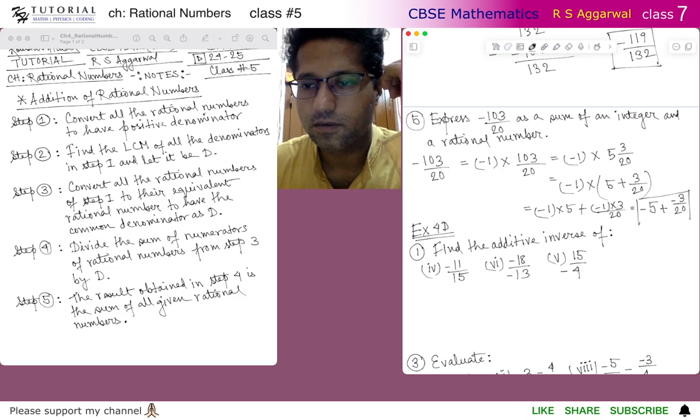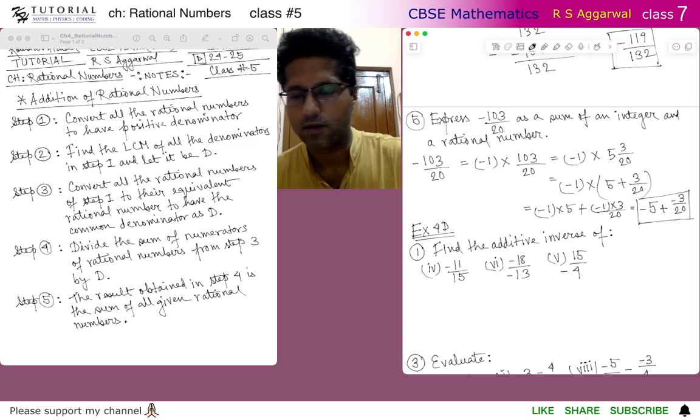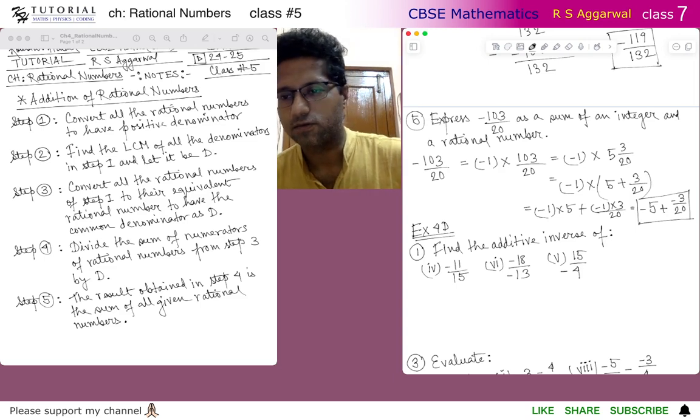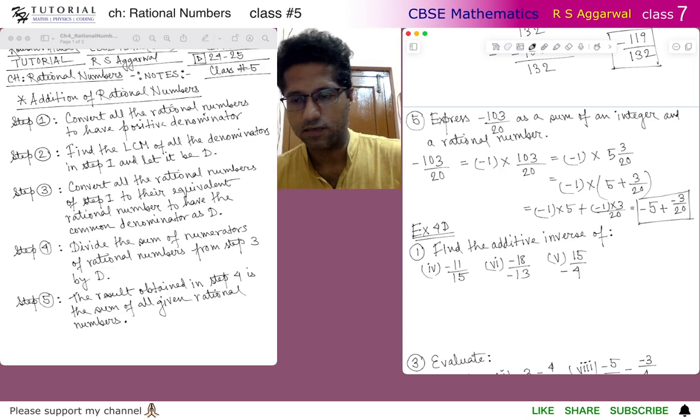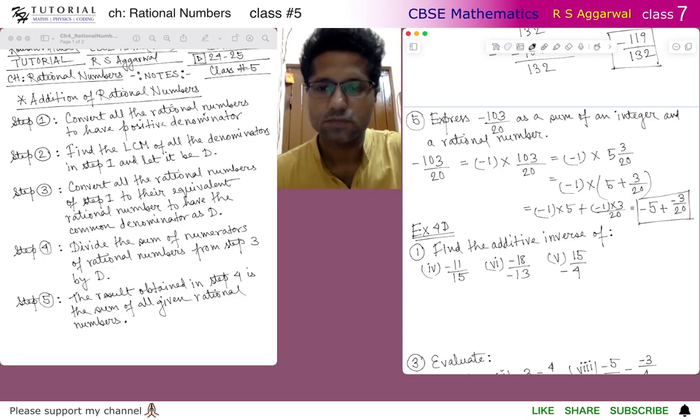It has asked to express minus 103 by 20 as a sum of an integer and a rational number. So over here we see that minus 103 by 20 is nothing but minus 5 plus minus 3 by 20. Minus 5 is an integer and minus 3 by 20 is a rational number. Okay. Now we have to see the next topic.